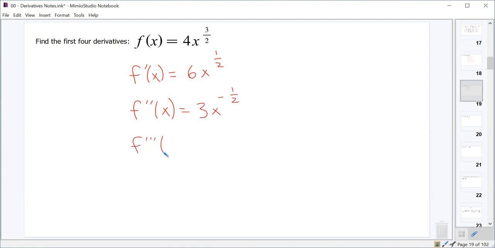Our third derivative should just be negative 3 halves x to the negative 3 halves, right? 3 times negative a half would be negative 3 halves. And if we drop negative a half by 1, that's negative 3 halves. And our fourth derivative with respect to x here should be 9/4, the negative 3 halves as the coefficient times the negative 3 halves in the power. 9/4 x to the negative 5 halves.